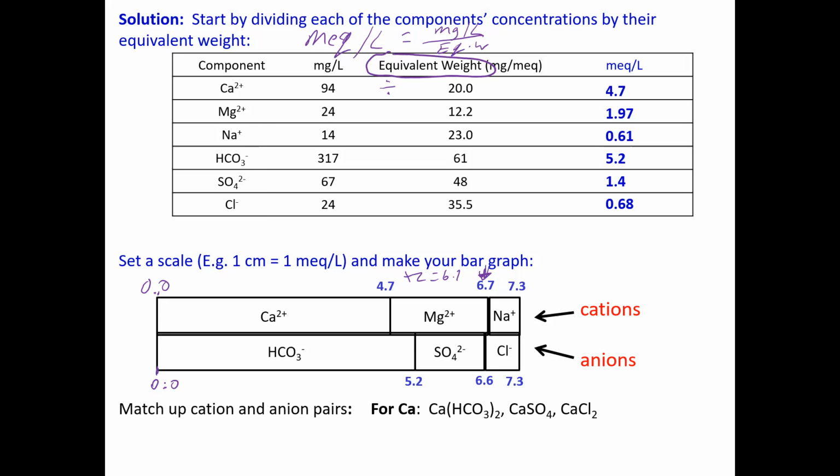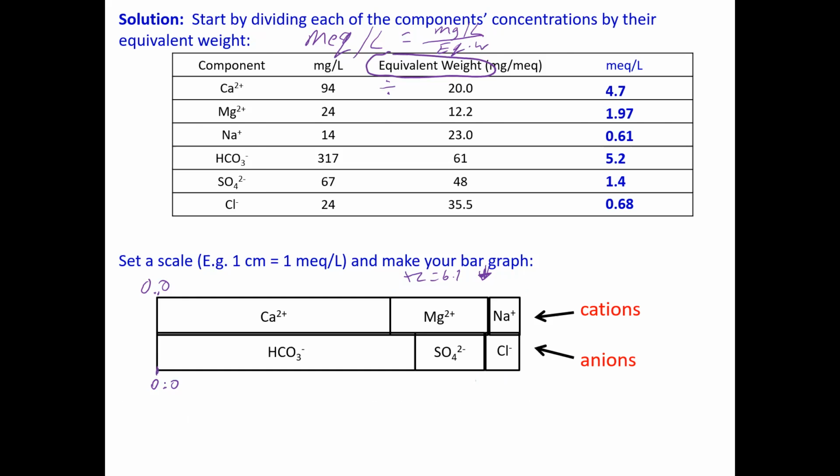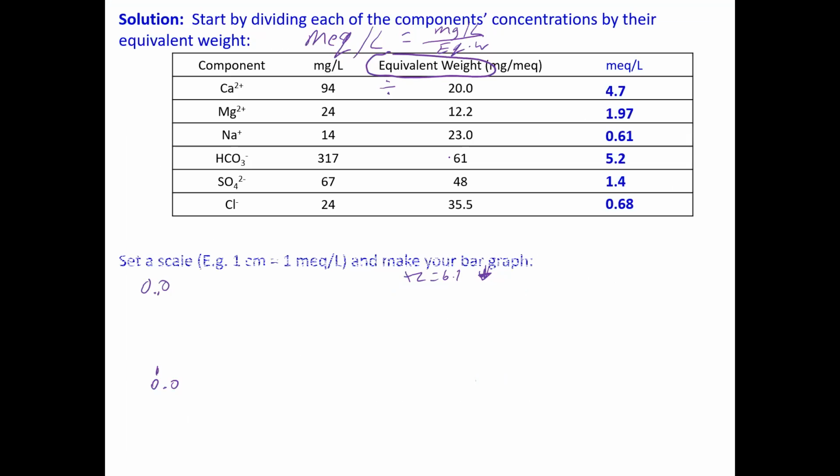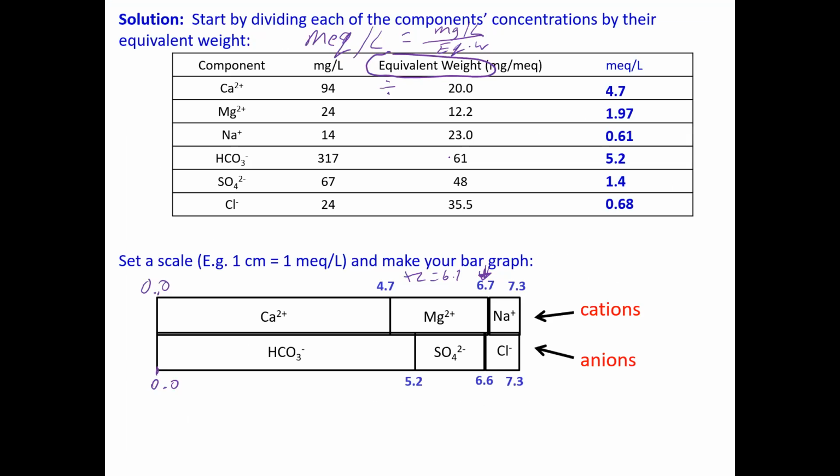So the other part of the question was, if you go back to the question just on the previous page, it said list all hypothetical combinations. So that's what I'm doing here at the bottom. So remember, the hypothetical combinations is basically looking at how the anions fit with the cations to make various compounds, right? So for example, we can pair calcium with all of the anions. So we're going to have calcium bicarbonate, calcium sulfate, calcium chloride.